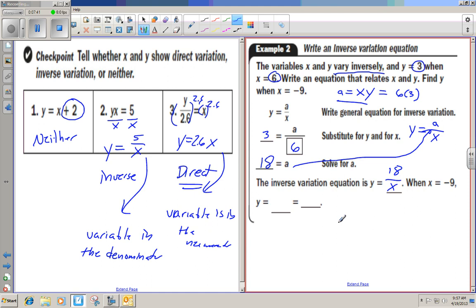Now, take a look at this inverse variation equation. What is the y value when x is negative 9? Well, x is negative 9, so plug it in.